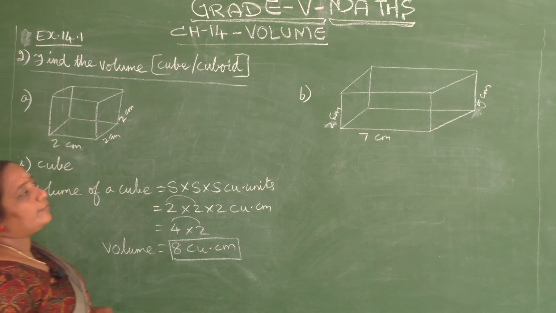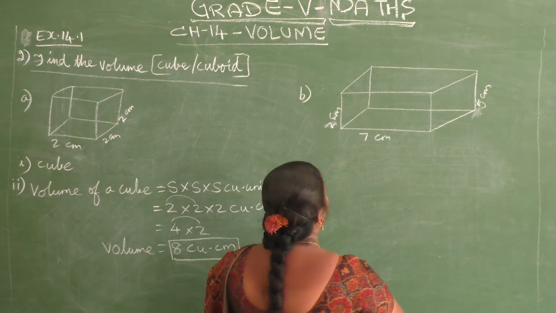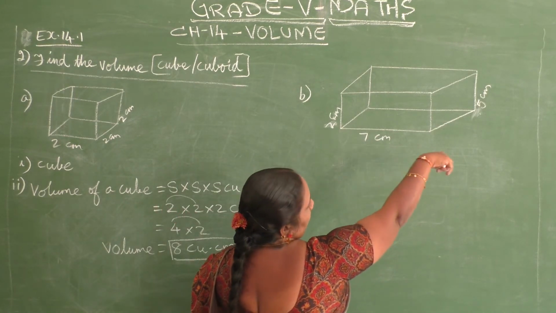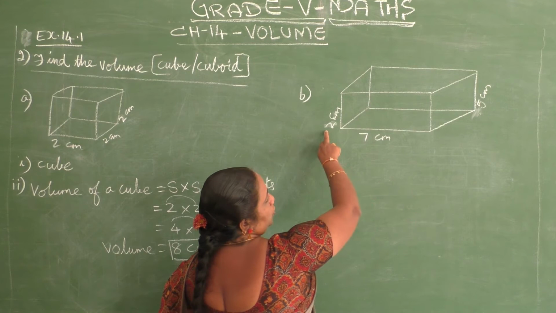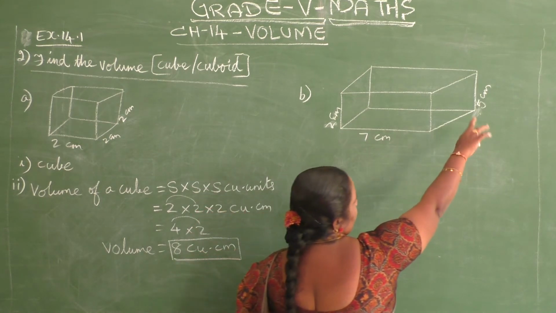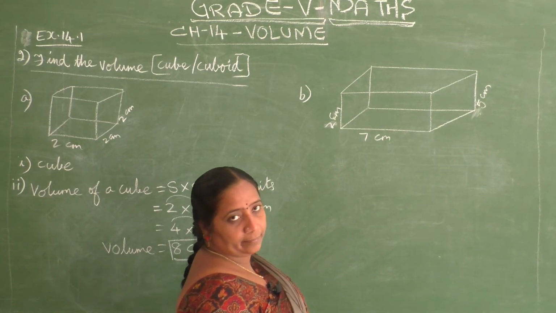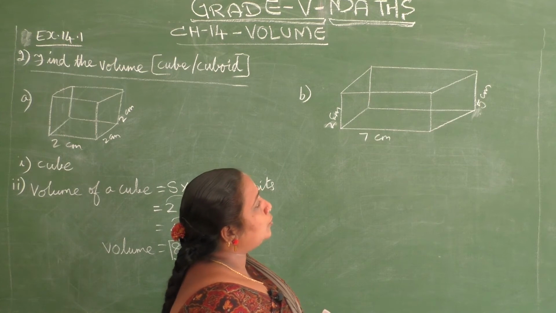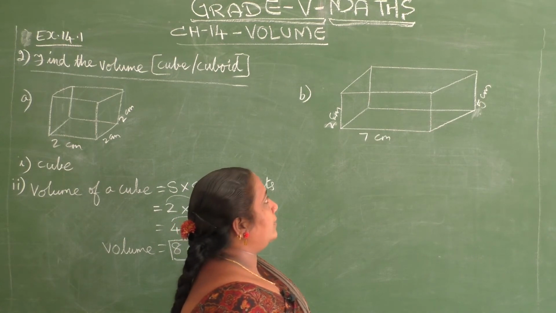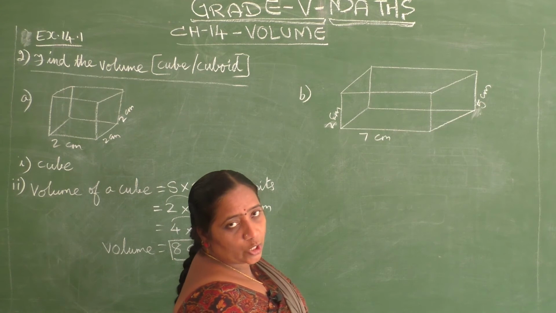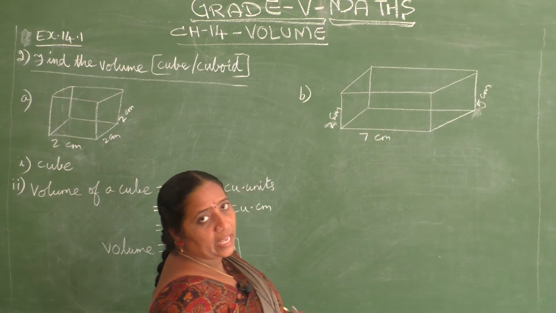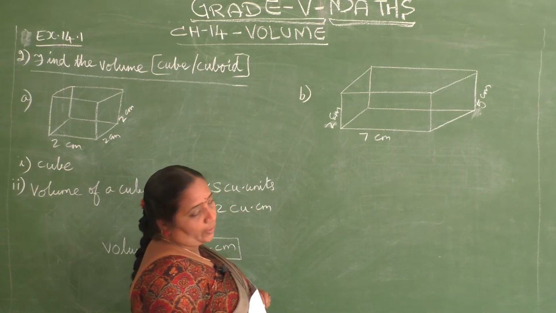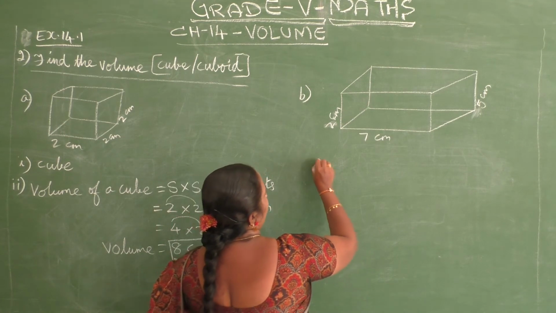Okay, then we go to the second one, B1. See the measurements, 2 centimeter, 7 centimeter and 5 centimeter. 2, 7, 5. So the measurements are different. That means it's a cuboid. The solid shape is cuboid.